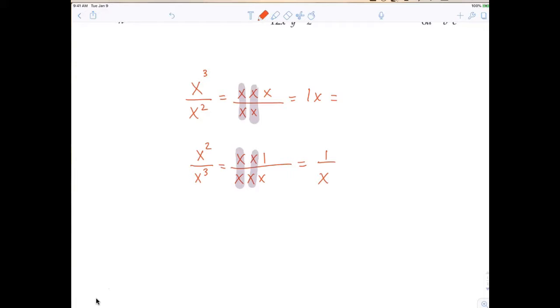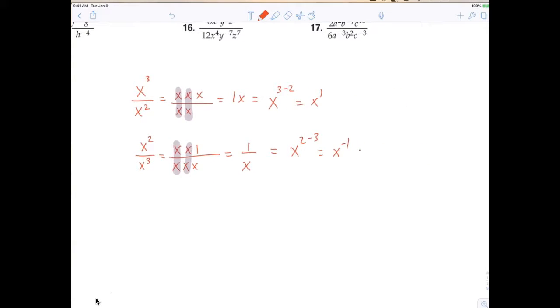So you could say x is equal to 3 minus 2, which is x to the first. If I do that for the problem down here, it would be x to the 2 minus 3, which is what? X to the negative 1. So now we have a problem. They weren't sure what x to the negative 1 is. Well, they proved what x to the negative 1 is, and I'm going to show you how they did that. But we would just say anything to the negative exponent, that just means you have to move it.